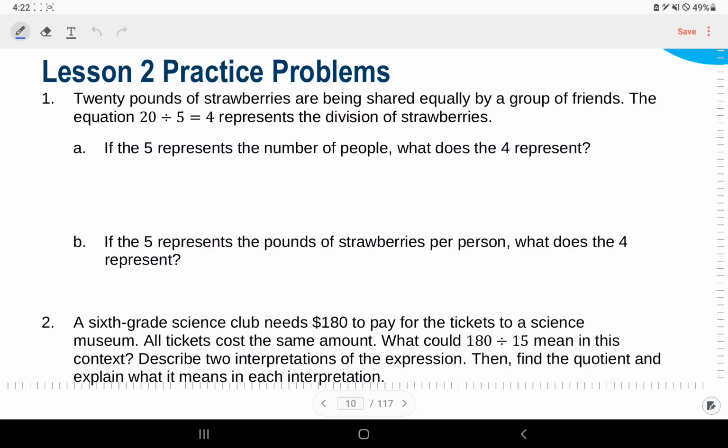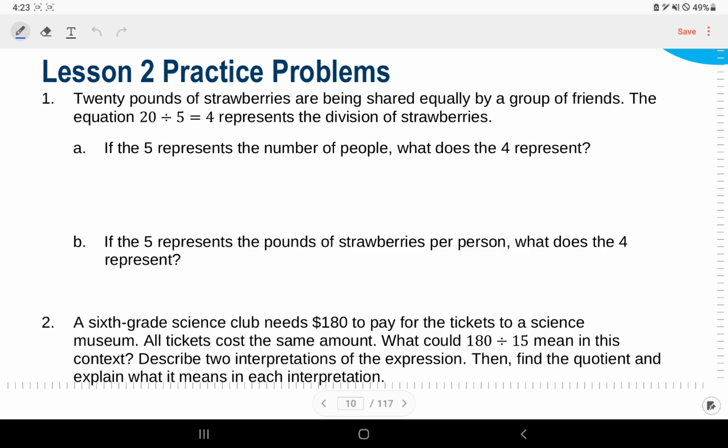So 20 pounds of strawberries are being shared equally among a group of friends. The equation 20 divided by 5 equals 4 represents the division of the strawberries. If 5 represents the number of people, what does the number 4 represent?